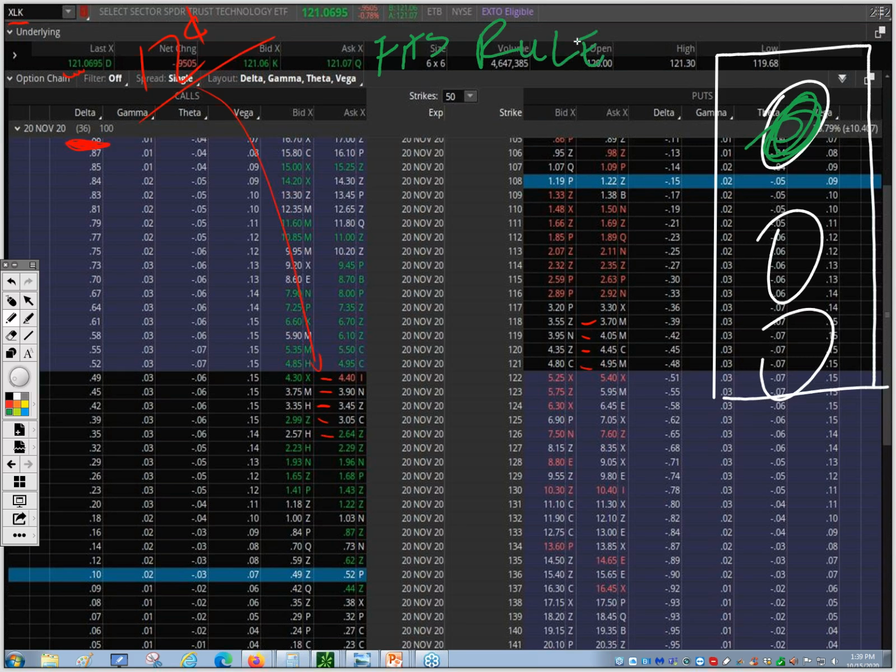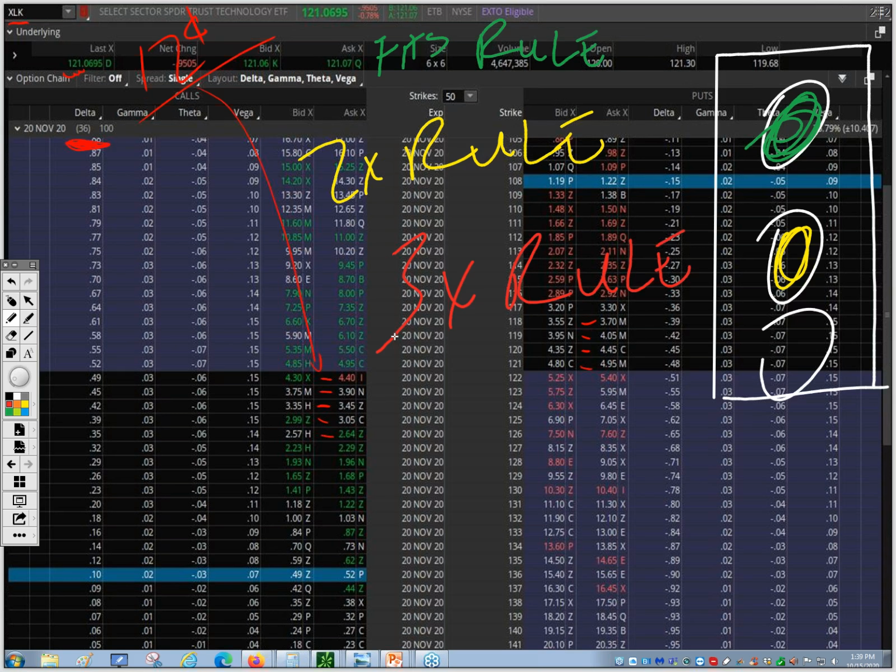If it fits the rule, then it's a green light. If it's 2 times the rule, then we've got a yellow light. And if it's 3 times the rule, then I would say, especially if you're a newer trader, that's more of a red light. I wouldn't want to trade options on an underlying that's trading around $120 where the bid to the offer is like 36 cents.